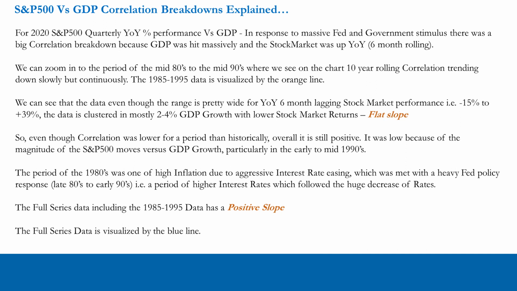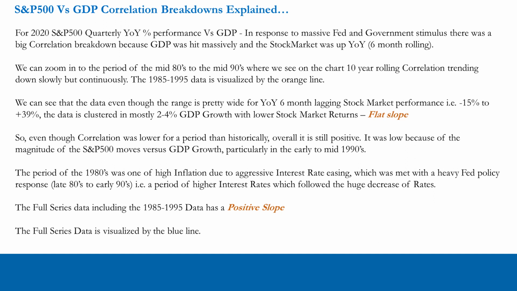Okay. And when we look at the full data series, including the 1985 to 1995 data, it has a positive slope. So I'd encourage you to look at the data set, download the spreadsheet, and have a look at what happens during the early 90s to mid 90s. What you'll see is low stock market returns associated with pretty decent GDP growth, 2 to 4% GDP growth. So what does that mean?